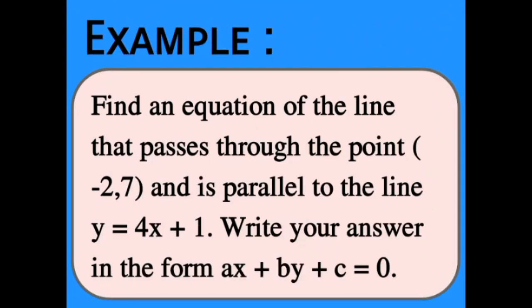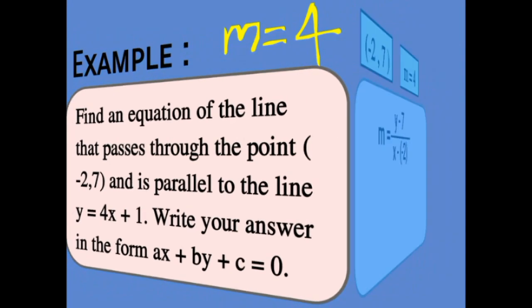Find an equation of the line that passes through the point minus 2, 7 and is parallel to the line y equals 4x plus 1. Give your answer in the form ax plus by plus c equals 0. So we know that parallel lines have the same gradient and the gradient of the line with equation y equals 4x plus 1 is 4. So the line parallel to this line passing through the point minus 2, 7 also has the gradient 4.